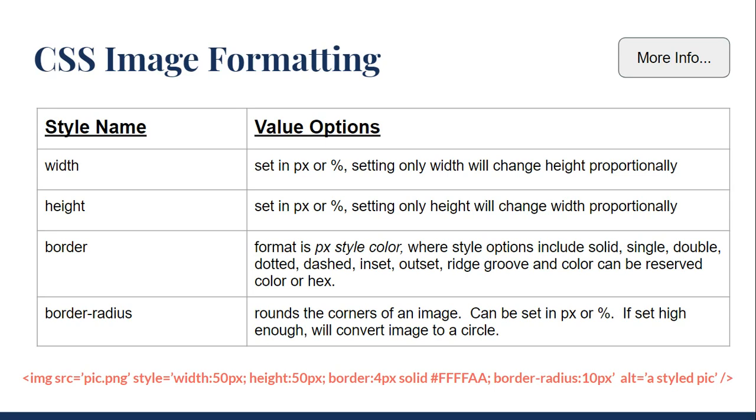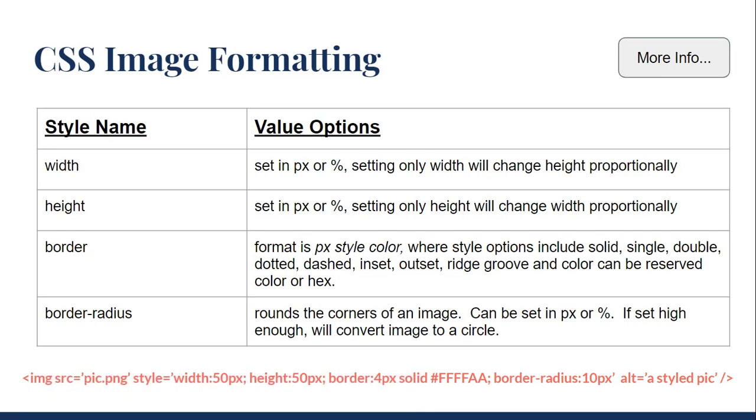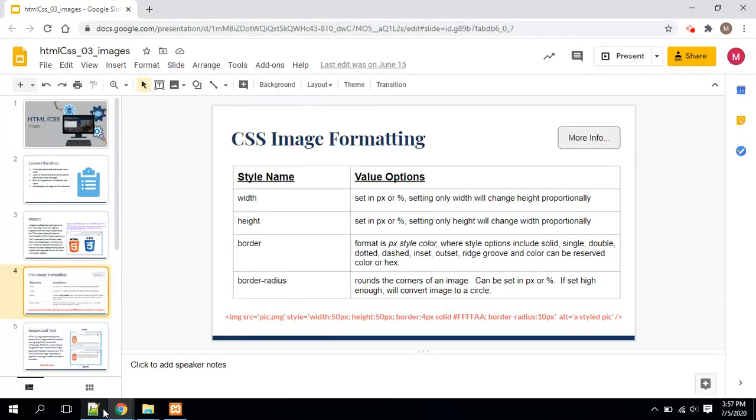And finally, we're going to show you some border radius. It rounds the corners of an image. It can be set in pixels or in percent. If set high enough, it converts the image into a circle. Let's see some example of that code down below at the bottom of how that's all tied together. But we're going to go now into our example and take a look at it.